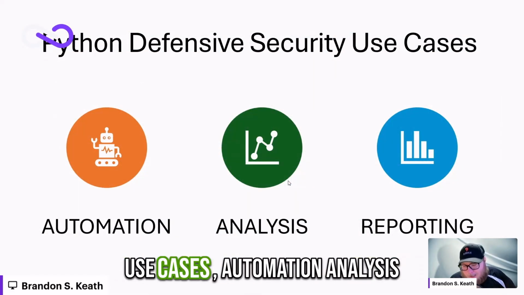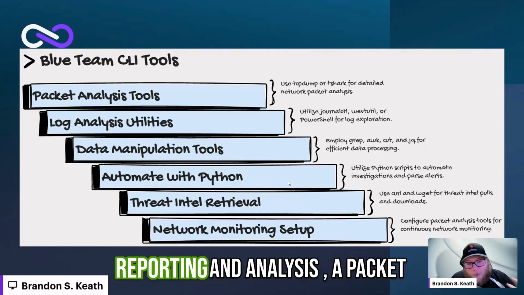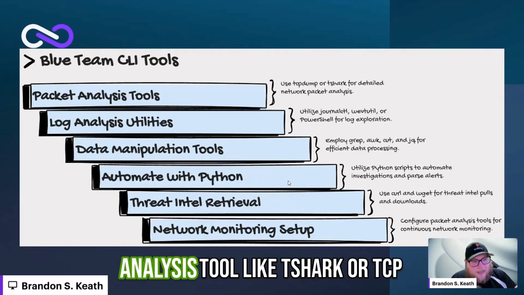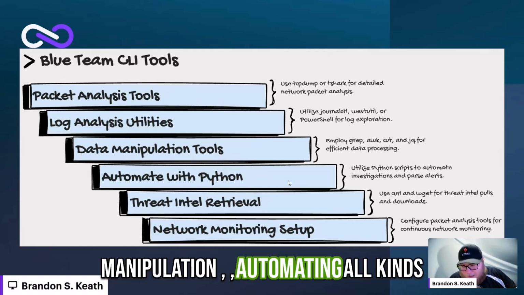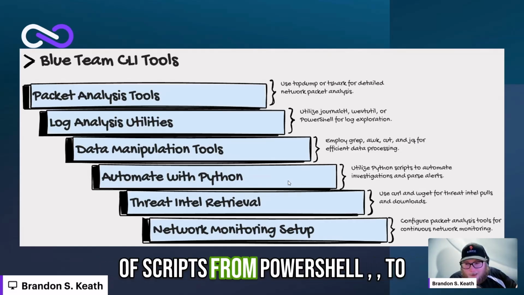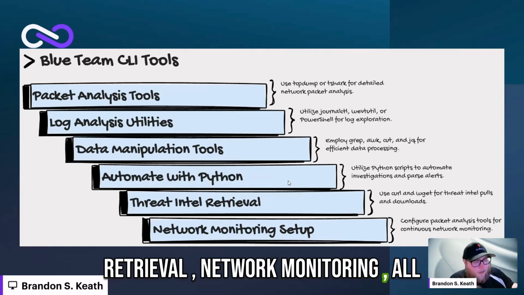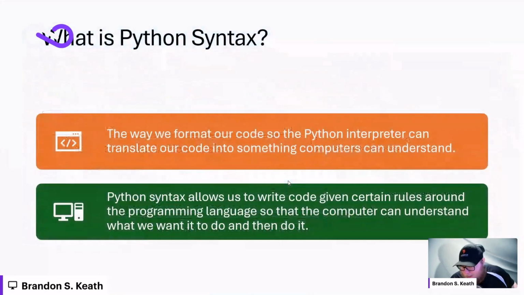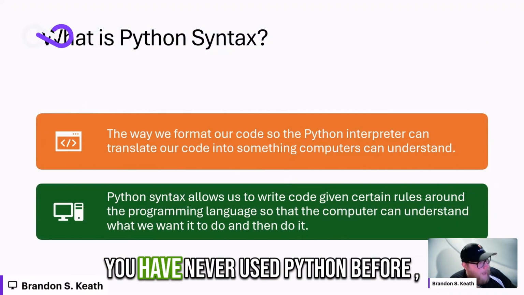And then defensive use cases: automation, analysis, reporting. Definitely a lot of reporting and analysis, a packet analysis tool like TShark or tcpdump, log analysis, data manipulation, automating all kinds of scripts from PowerShell to Bash with Python, threat intel retrieval, network monitoring, all kinds of use cases here.